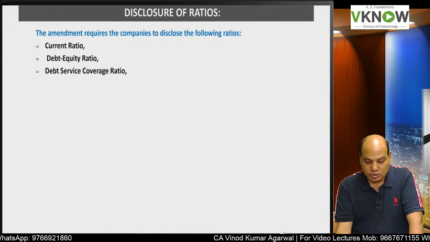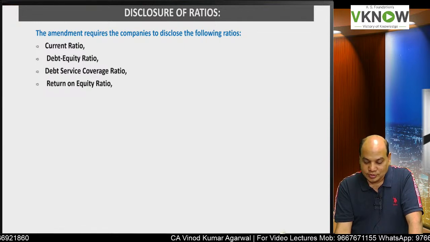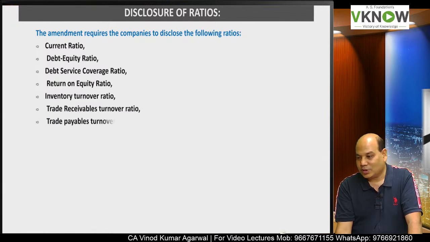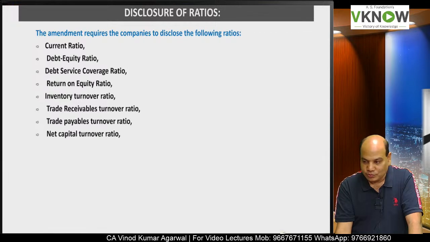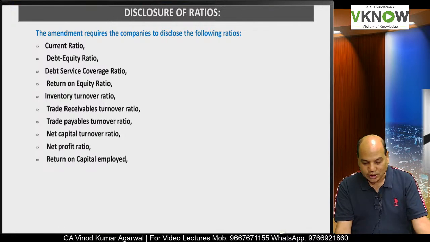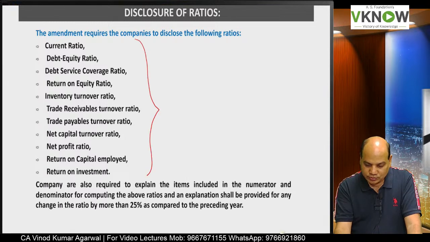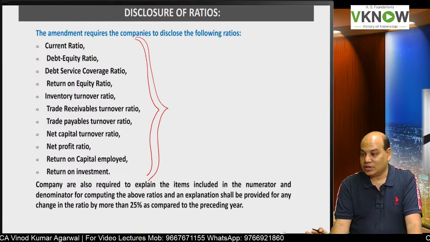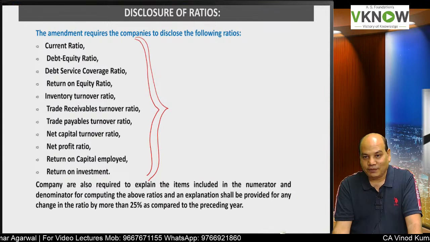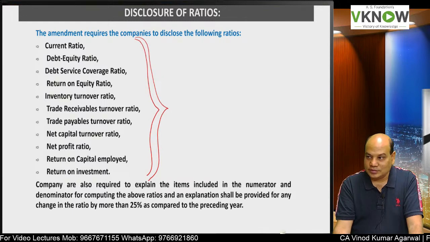Current ratio, debt equity ratio, debt service coverage ratio, return on equity, all the important ratios, inventory turnover ratio, trade receivable turnover ratio, trade payable turnover ratio, net capital turnover ratio, net profit ratio, return on capital employed, return on investment. If you look, these are really good ratios. Of course, you can suggest that they should have added a few more ratios. That list is endless. We had a topic in FM, ratio analysis, and almost 40-50 ratios you have studied.